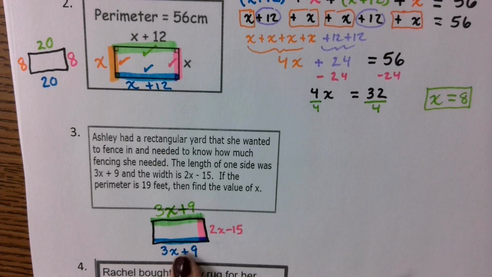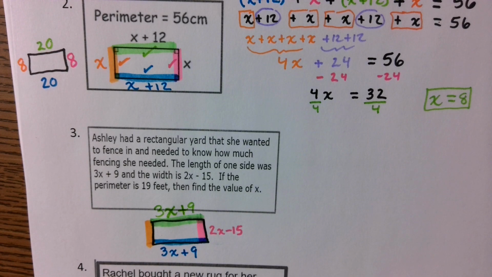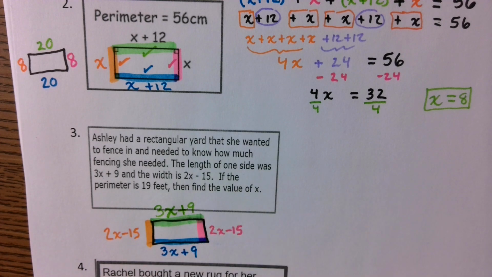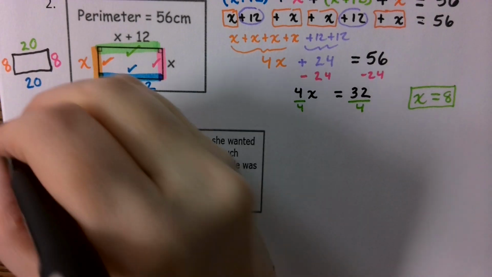3x plus 9. Because the bottom was 3x plus 9, that means that the top is also 3x plus 9. Okay? I really want to label that orange side as well. Damien, what's my orange side? 2x minus 15, right? It doesn't matter that they only gave me 2 measurements. I can draw the rectangle, and I know my rectangle is the same for top and bottom, and it's the same for left and right. Okay, so now we can identify how to set it up for the perimeter.